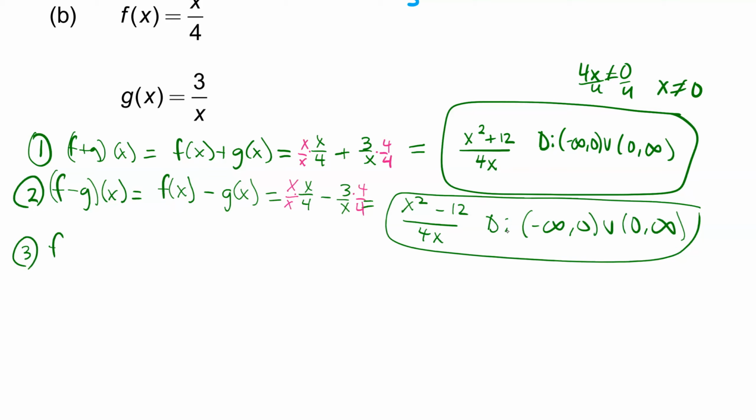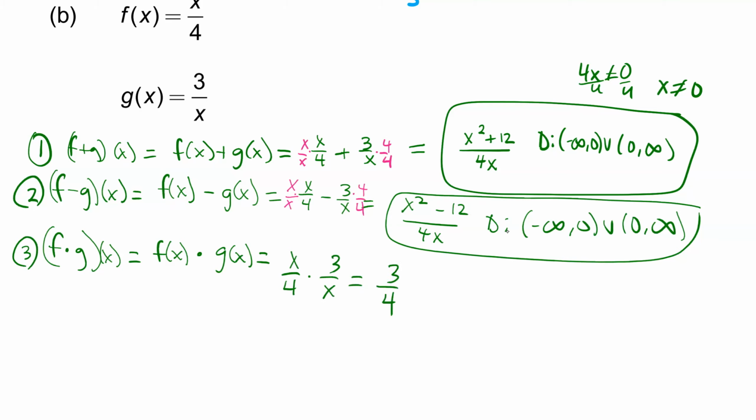Alright, third step. Let's do f times g of x. So that's f of x times g of x. Okay, so x over 4 times 3 over x. Oh my gosh, what the heck? It's just equal to 3/4. The x's cancel out. Keep in mind, we're finding a new function. This is literally y equals 3/4, which you know is just a constant. It's a flat line. So the domain is all real numbers, negative infinity to infinity.